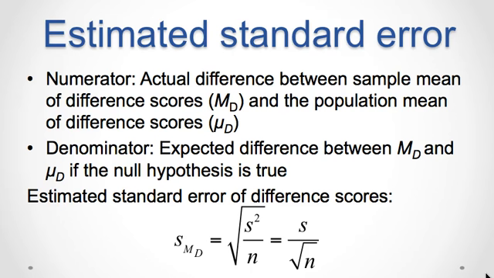Step 4, make the decision. To make a decision, we compare the obtained or calculated t statistic to the t critical value. We reject the null hypothesis if the obtained value exceeds the critical value. If we reject the null, we must provide a measure of effect size.